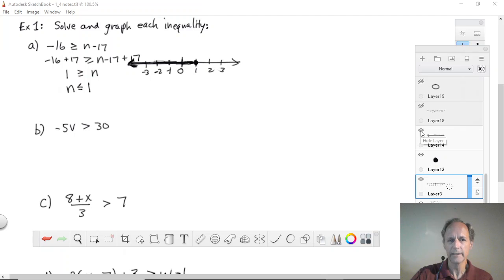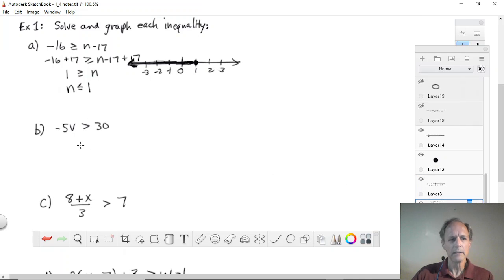And then color in everything to the left, because we said n is less than or equal to 1. So we color in the 1, showing 1 is a solution. And we also color the rest of the line to the left, because n less than or equal to 1, all the ones less than, satisfy the inequality. They make it true. So we just shade them all in. Everything to the left of 1, and including 1, because it's less than or equal. Okay, so we'll look at the next one.